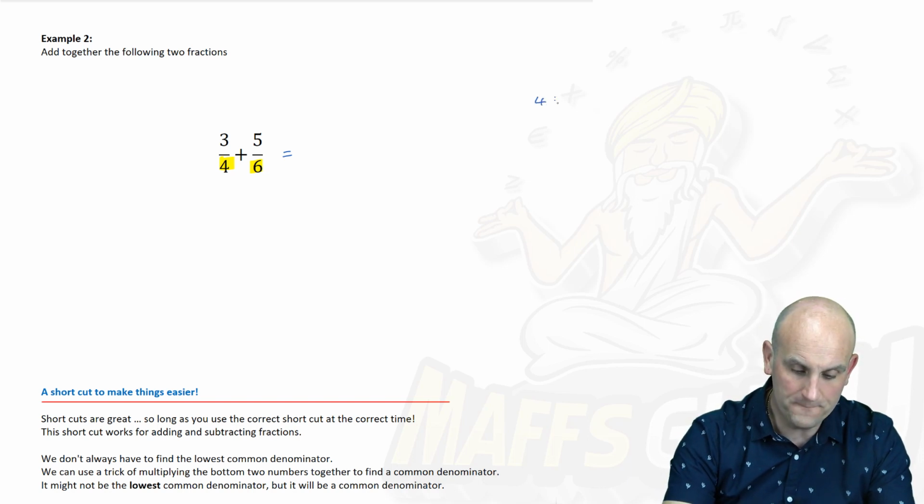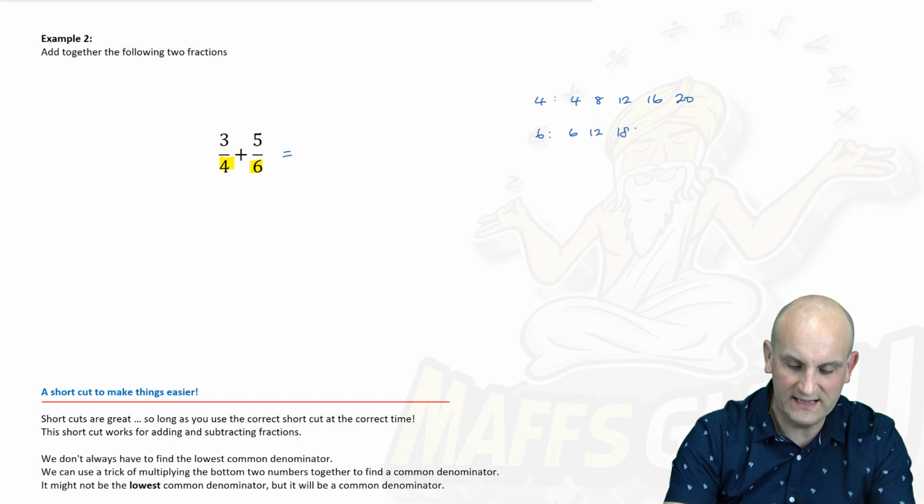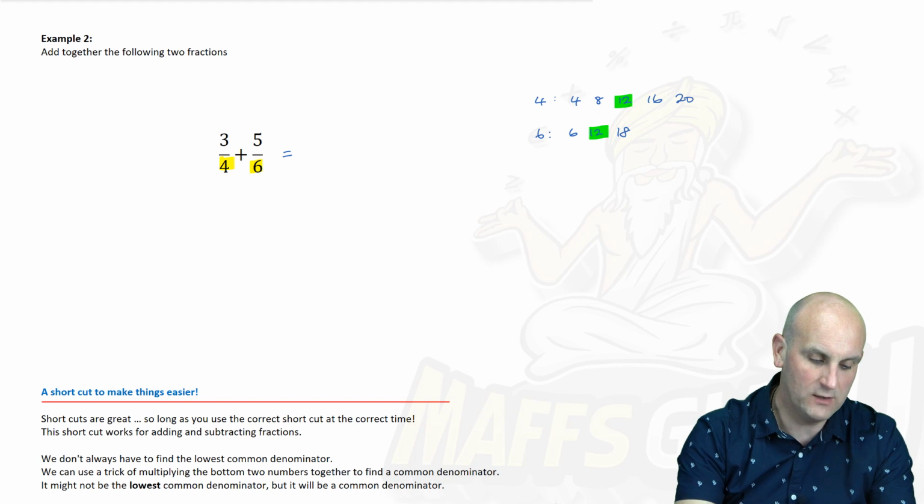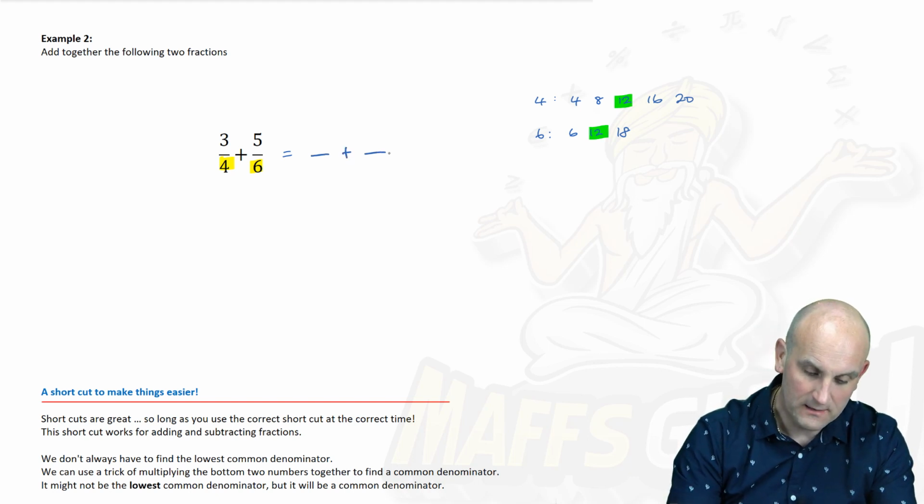Right, so we've got a 4 and we've got a 6. So we're going to do 4, 8, 12, 16, 20, and 6, 12, 18. Hold on a moment. I don't need to go any further because I've already found my lowest common multiple. So we've got 2 fractions added together, but this time they're going to have 12s on the bottom.